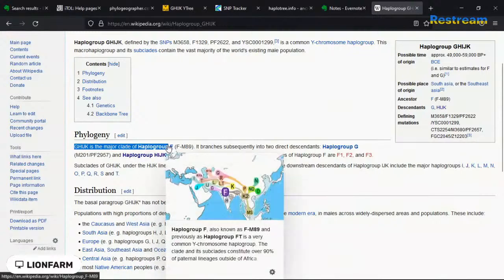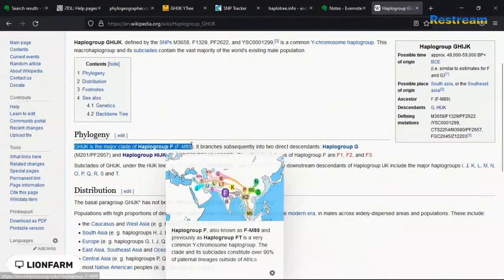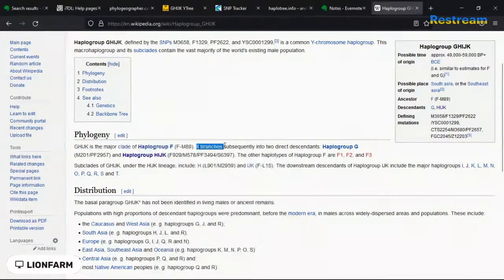F-M89, so F-M89 JK groups. It says its branches subsequently divide into two direct descendants, right? Haplogroup G and HIJK and all that. You see what's going on there? Now, what's interesting here is if we look down right here, watch what it says.